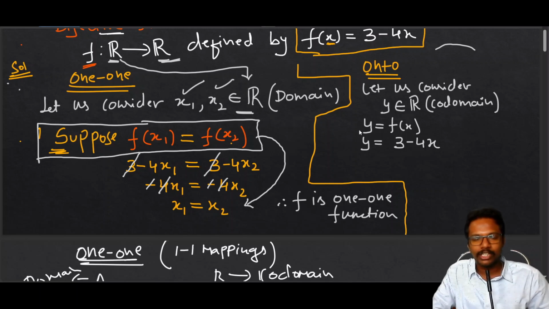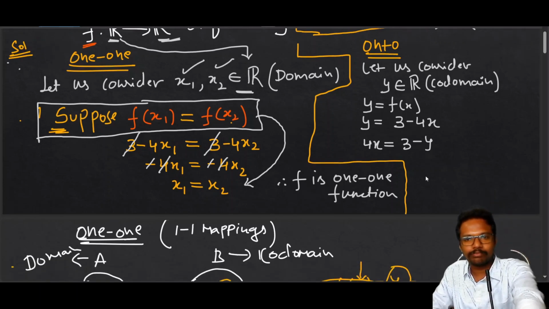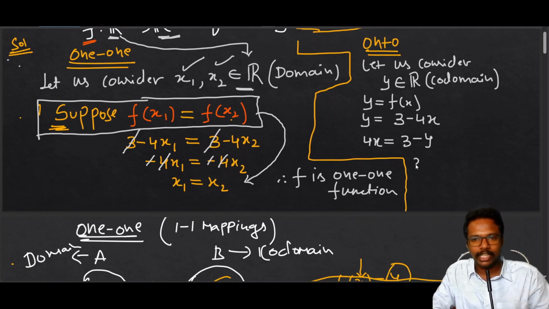This minus 4x transferred to the left side becomes plus 4x equals 3, and this y, if you transfer it to the right side, becomes 3 minus y. So 4x equals 3 minus y. Then x equals 3 minus y divided by 4. If you observe here, x and 4 are multiplying. If you transfer the 4 to the right side, it becomes a division. So it looks like a fraction.